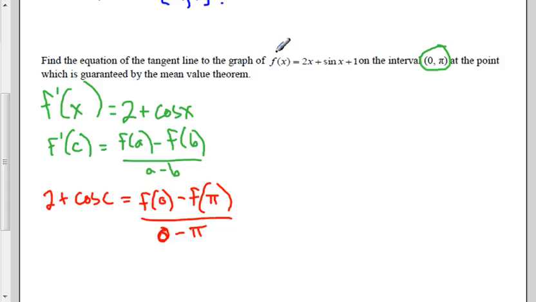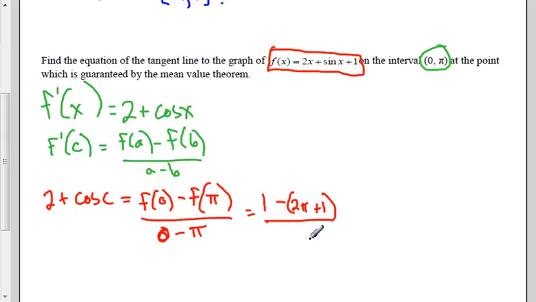Now here's my function f of x. Let's put in 0. 2 times 0 is 0. Sine of 0 is 0, plus 1. So we have 1. Now we're going to get minus, let's put in pi. 2 times pi is 2 pi. Sine of pi is 0, plus 1. And it's going to be all over negative pi.